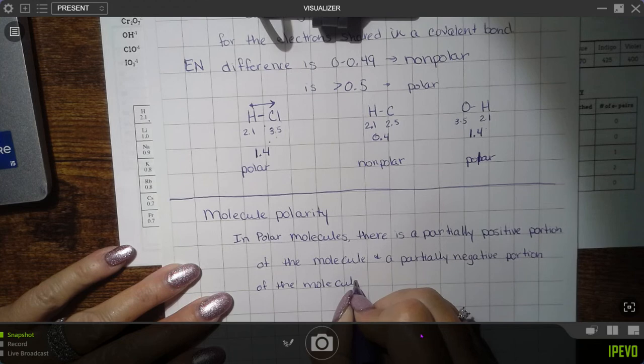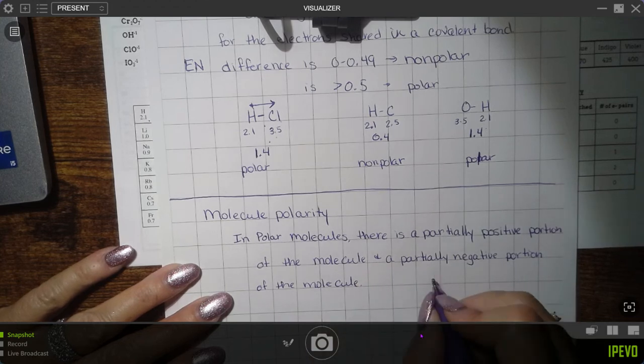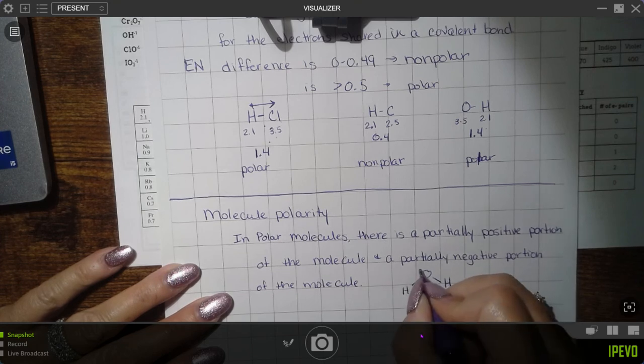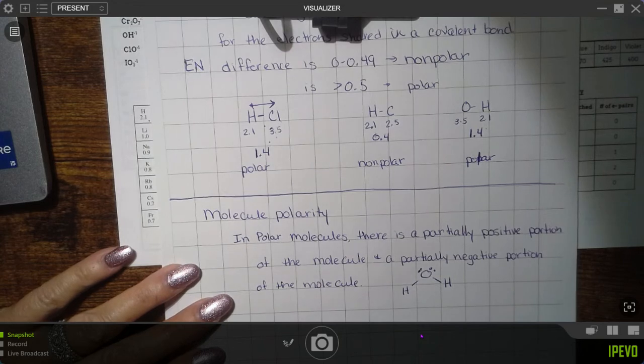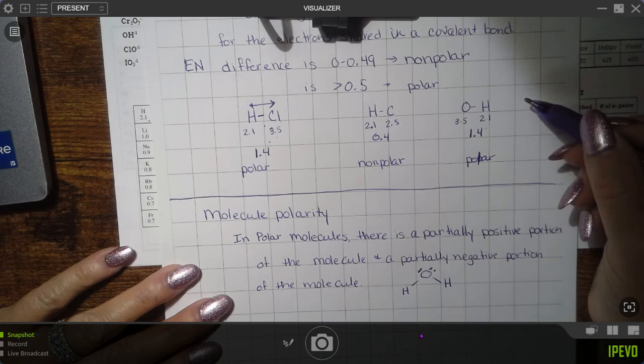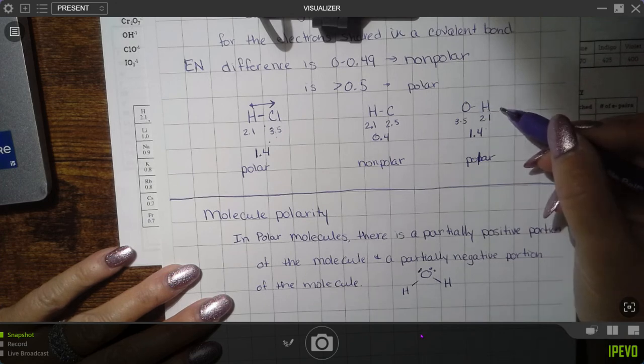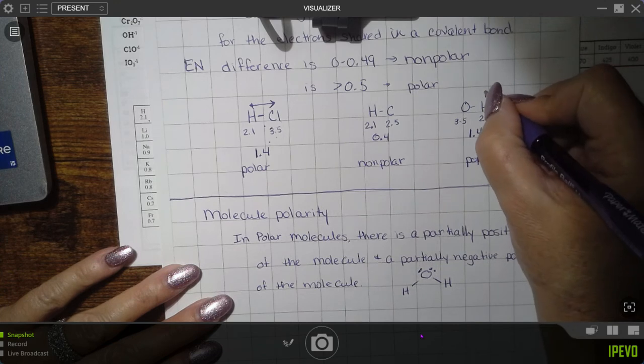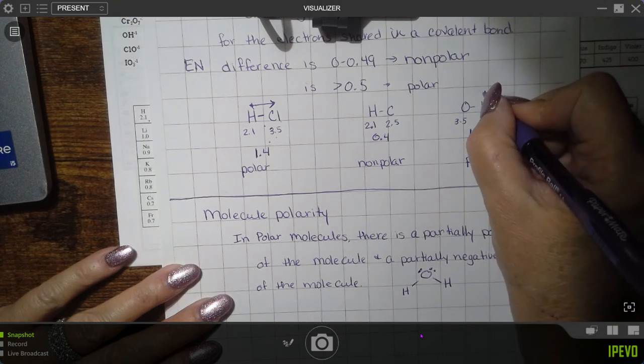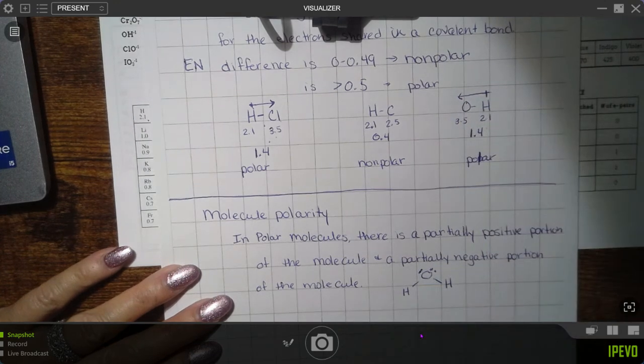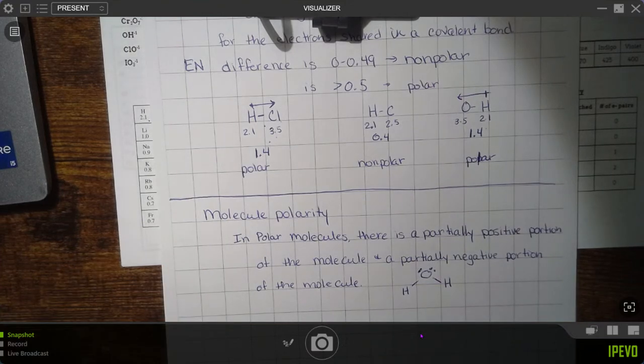So let's look at water as an example. Water has an oxygen connected to two hydrogens, and we have two lone pairs of electrons on the oxygen atom. Now up here we said that the oxygen-hydrogen bond is a polar bond. And if we were going to draw a dipole here, we would put the plus sign over the hydrogen and draw the arrow towards the oxygen because it's more electronegative.